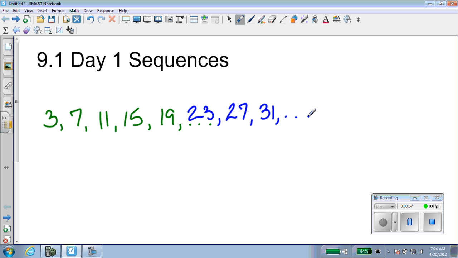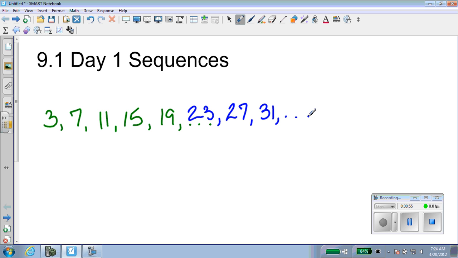A sequence is an ordered list, and for us in math, it will be an ordered list of numbers, although it could be an ordered list of pictures or an ordered list of letters. For us, it will be an ordered list of numbers.